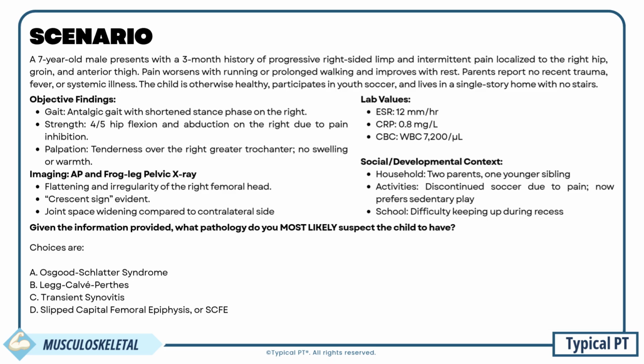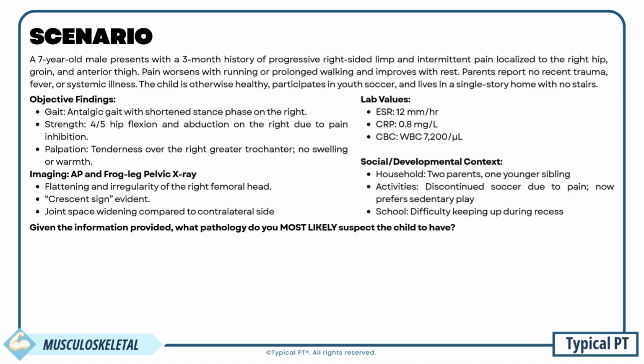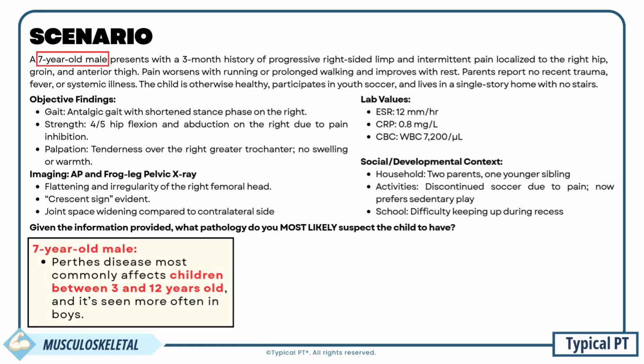The correct answer is B. Legg-Calvé-Perthes disease. Let's go through why this fits perfectly. First, look at the patient profile. A 7-year-old boy. Perthes disease most commonly affects children between 3 and 12 years old, and it's seen more often in boys. That already sets the right context.